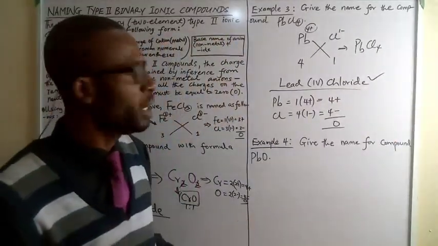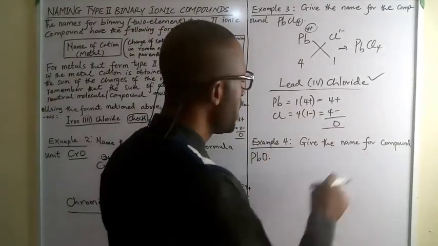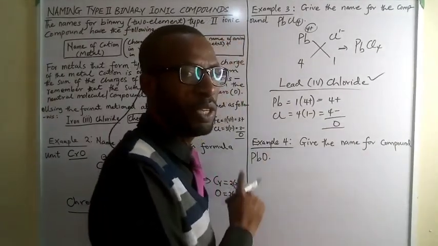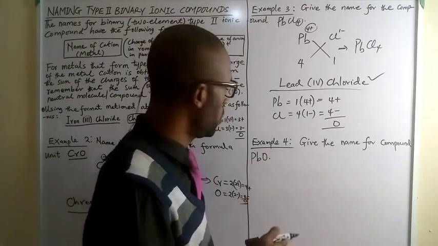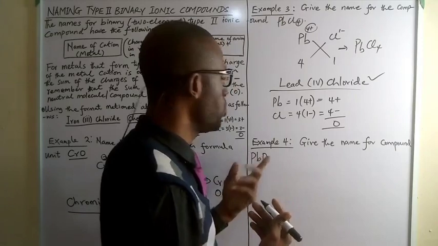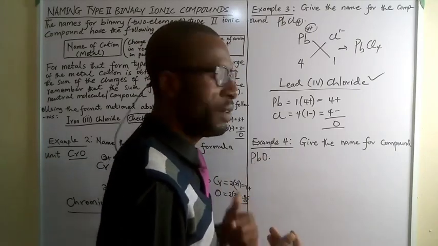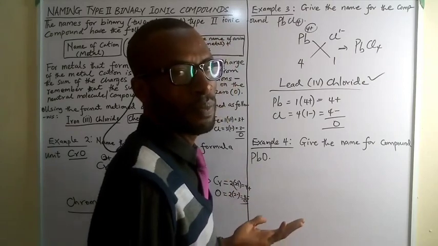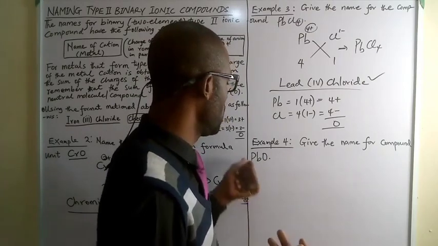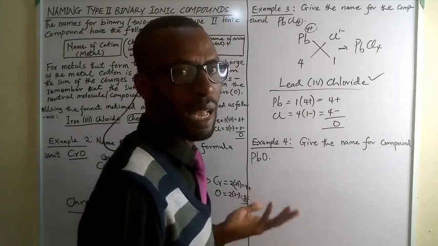It's that simple. And again, the last example, example 4, say give the name for the compound PbO. All right, it's simple. Here, you know that oxygen will always have the 2 minus charge. So invariably, the charge of lead is 2. If it's 2 minus for oxygen, that means it's 2 plus for lead. That means what we have here is lead 2 oxide.